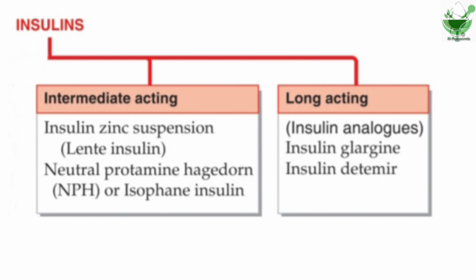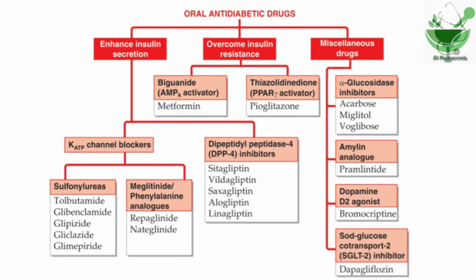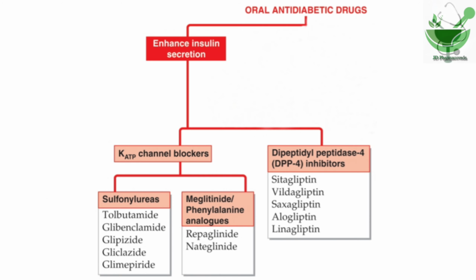Then let's discuss the oral anti-diabetic drugs. There are two broad classifications: the drugs which enhance the insulin secretion, and the other type which overcomes insulin resistance. The first category is which enhance the insulin secretion. The drugs come under the potassium ATP channel blockers. This channel, the potassium ATP channel, is present in the beta cells. When it is blocked, the cell gets depolarized, which activates the calcium channel, and the calcium ions stimulate the release of insulin from the cells.